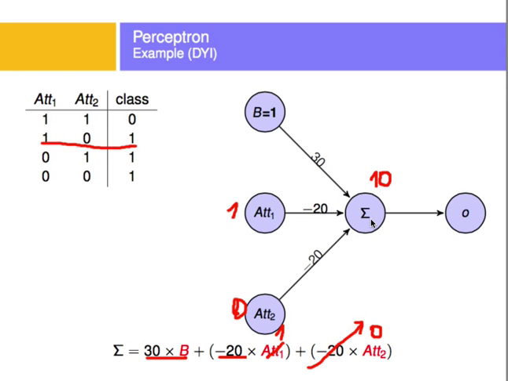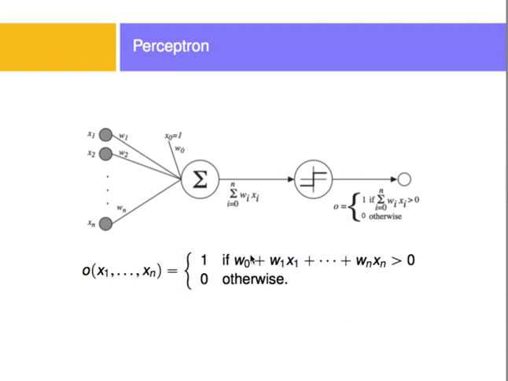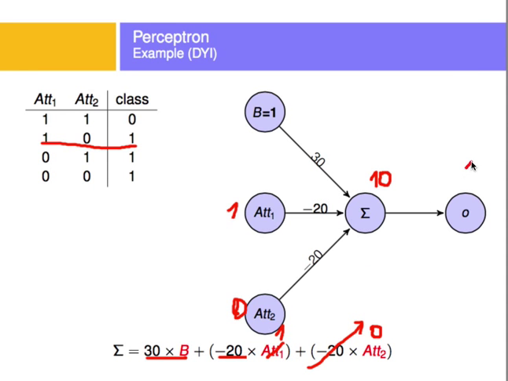Now, according to a rule, we go back again. According to a rule, this sum was greater than 0. So I will output the value 1. So my output is 1. And I have 1 and 0 for the attributes and 1 for the output. So how did I find those weights? Trial and error. I just came up with weights. Okay, so now it's your turn.